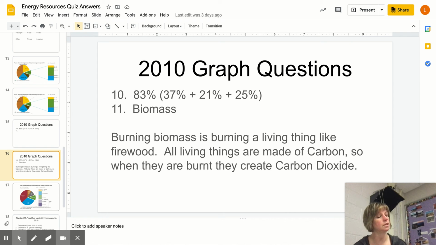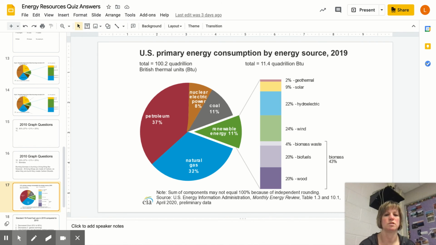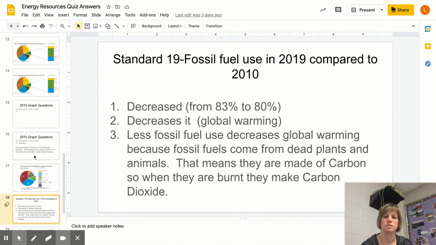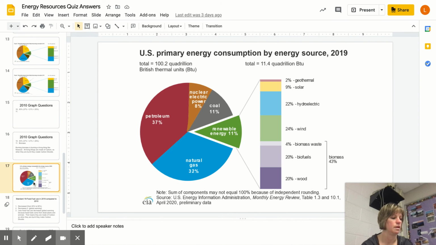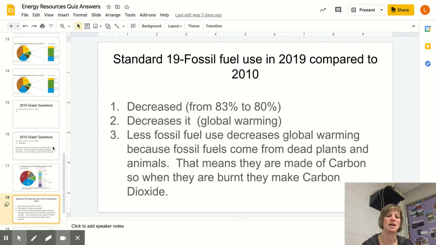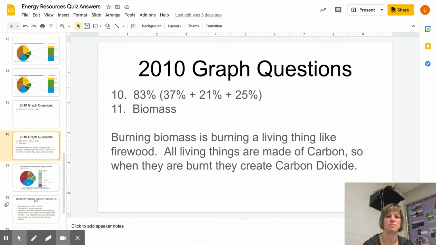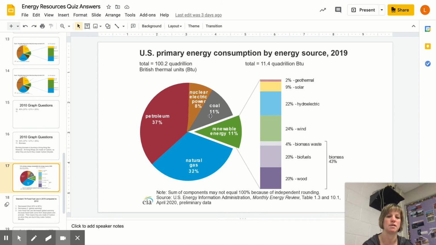Okay, now you are focusing on this graph, which is the 2019 graph, the most recent one I could find. I wanted you to still add up the fossil fuels. That would be, again, petroleum, natural gas, and coal. As you added those up, whoops, I might have messed up. Sorry about that. As you added those up, you should have come up to 80%. So that would be question 12 there. Again, here it is. It would have been 80%. Sorry, I didn't type it. Adding up coal, petroleum, and natural gas.